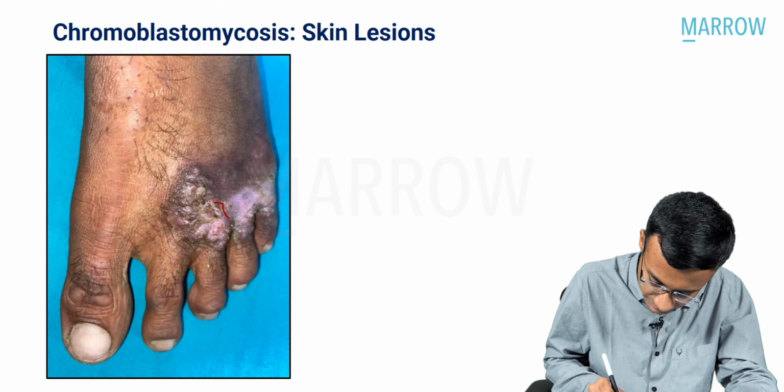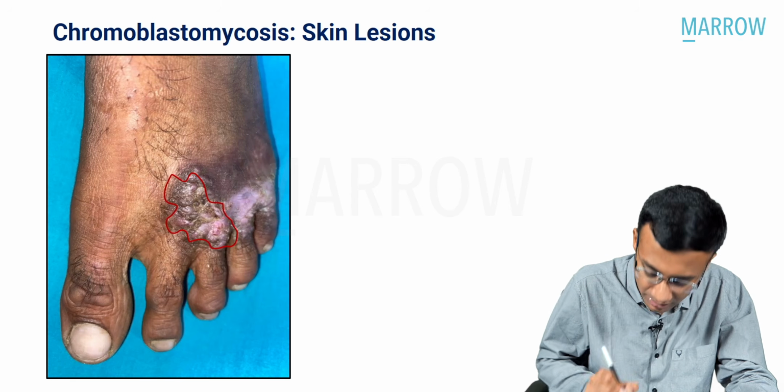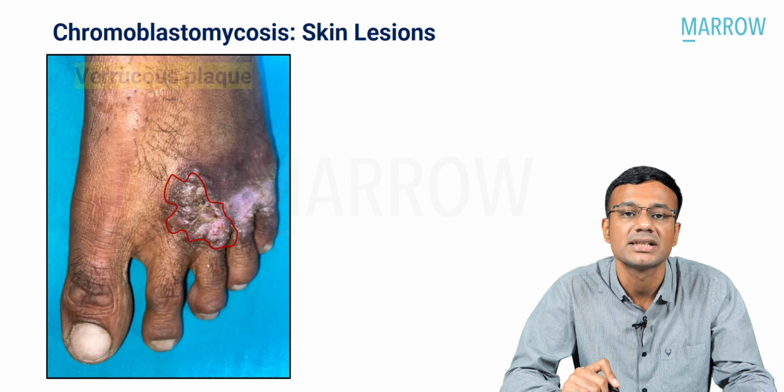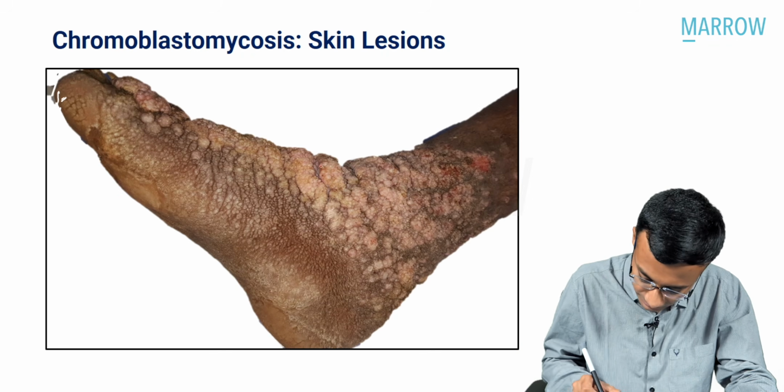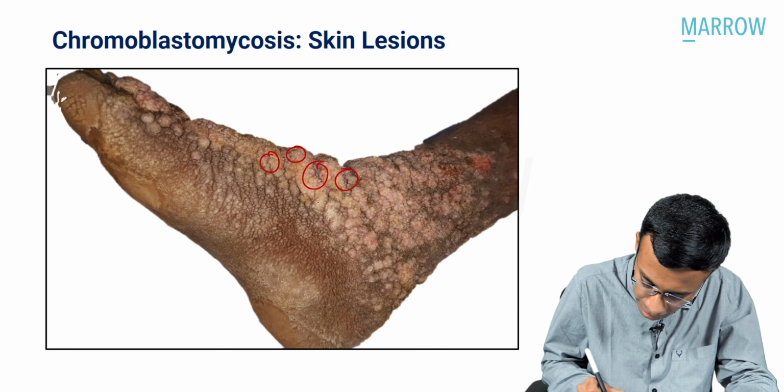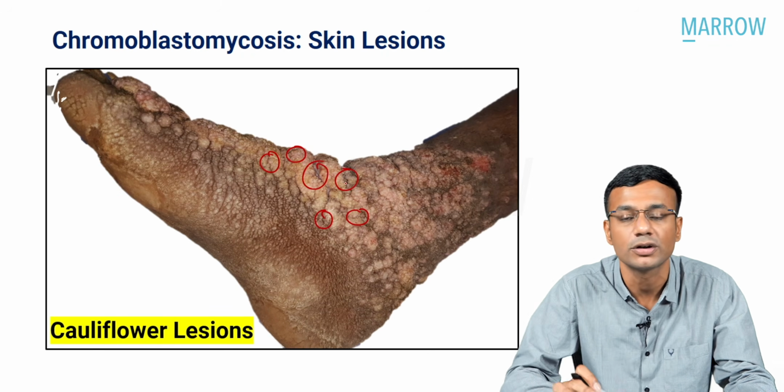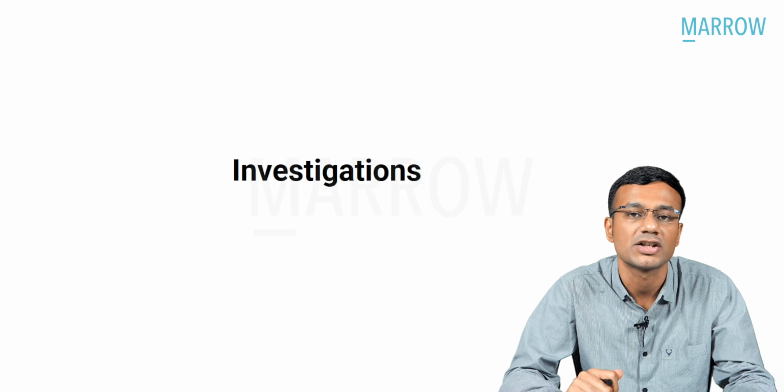Another presentation here, you can see one of my patients who had this verrucous plaque on the foot. The second important presentation is cauliflower-like lesions. So you can see these cauliflower-like lesions here. If you have these cauliflower-like lesions on the foot in a farmer, think of chromoblastomycosis.